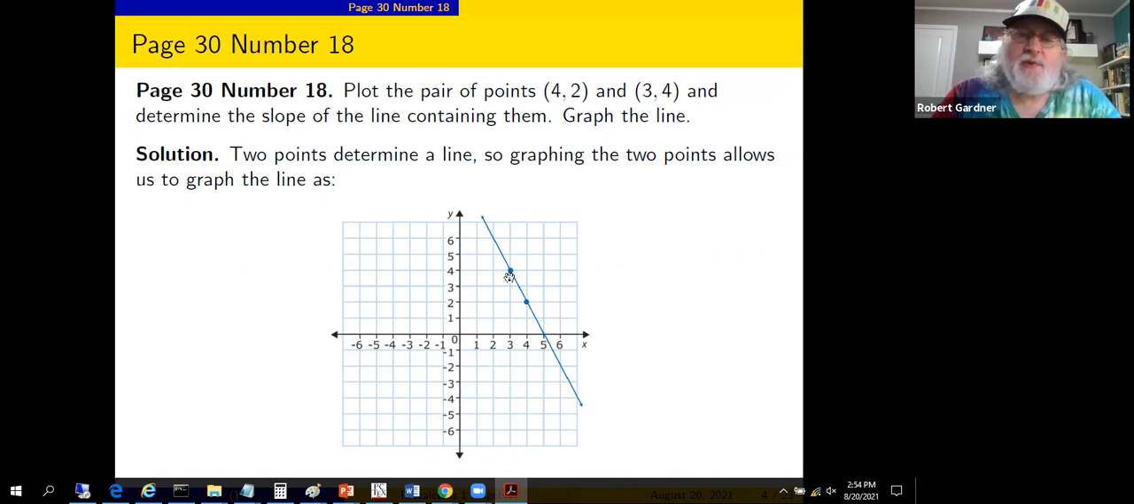Rise -2, so we went down 2. But -2 for the rise, +1 for the run. And that's a ratio of -2 to 1. It's negative, it goes downhill. It goes downhill, kind of steeply because the slope is -2.